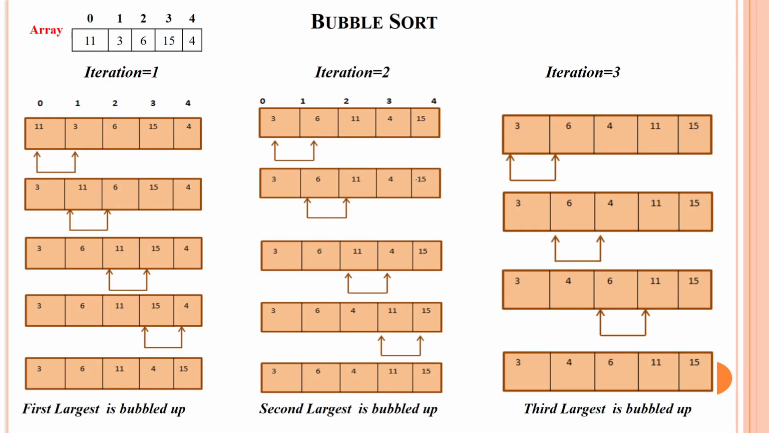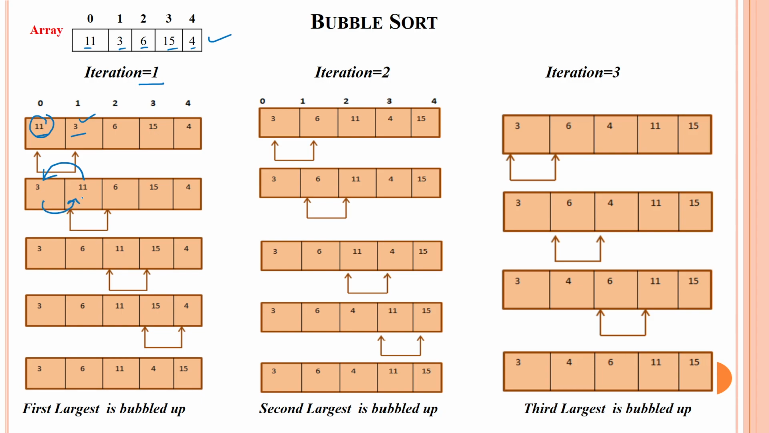For example, here the given array is having 5 elements: 11, 3, 6, 15 and 14. In iteration number 1, we are comparing 11 with the next element 3. So here 11 is greater than the next element 3, so we have to swap both. So 3 is coming into the first position and 11 is going to the next position.